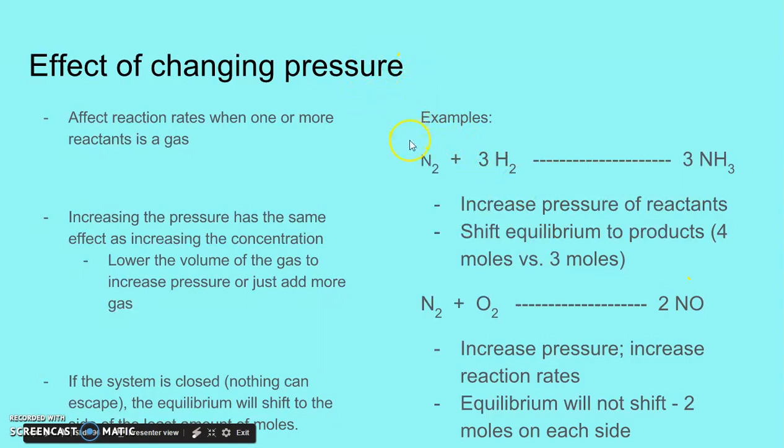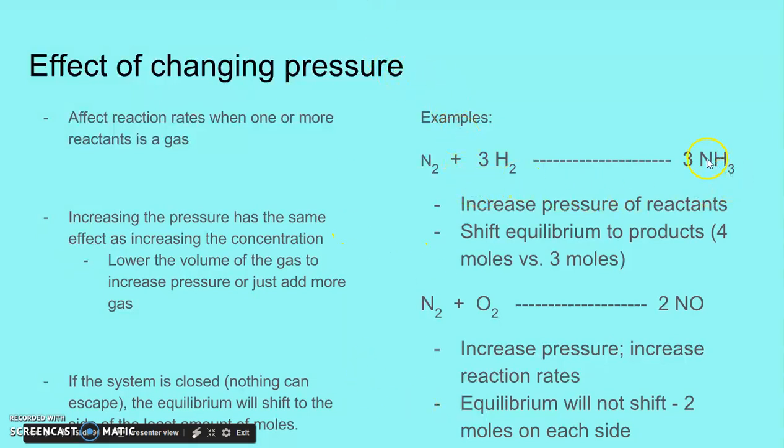Pressure is something else that you can use to change reaction rates, but it will affect them when one of the reactants is a gas. If something is not a gas, pressure is not going to have much effect. Remember, one of the properties of a gas is you can condense it down. So increasing the pressure has the same effect as increasing the concentration. If I lower the volume of the gas, that'll increase the pressure, or if I just add more gas. If the system is closed, meaning nothing can escape, the equilibrium is going to shift to the side with the least amount of moles, which is kind of interesting.